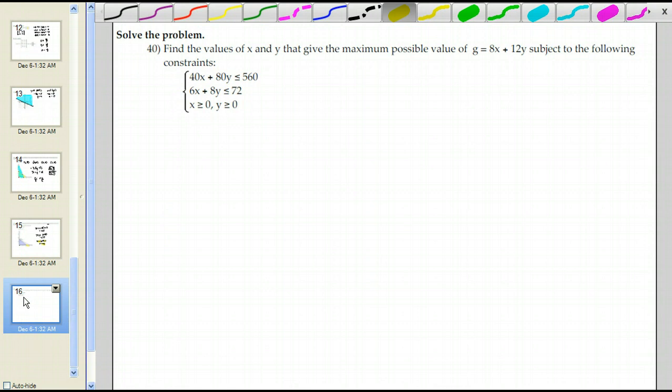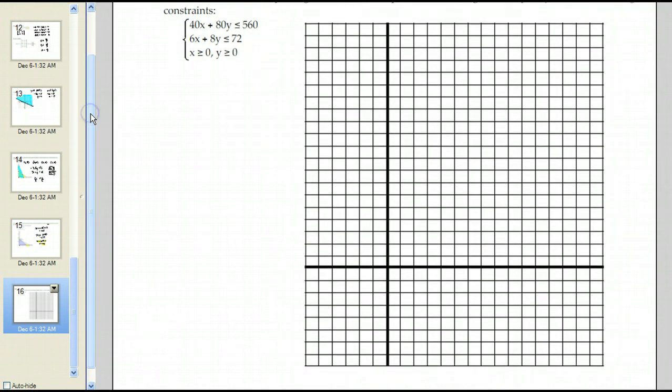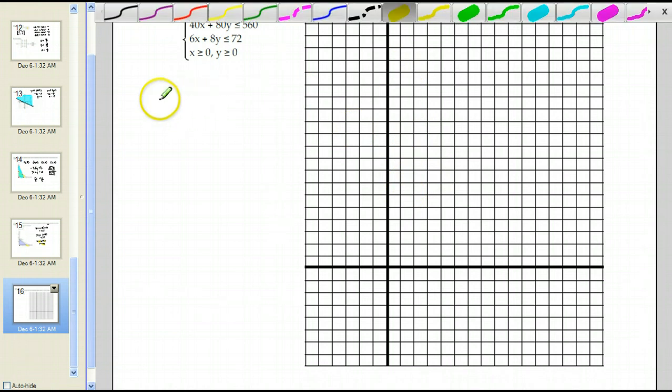Alright, and then for number 40, we've got to come up with the boundary. We've got to come up with everything. So I put basically just a quadrant 1 graph in here, or a grid in here. It's mainly quadrant 1. It has a little bit of the others. But we're going to come up with what that little region looks like. So x greater than 0, y greater than 0 means we're dealing with quadrant 1, right? But then I want to come up with these other two lines. So 40x plus 80y, again temporarily I'm going to say that's equal to 560 instead of greater than or less than.